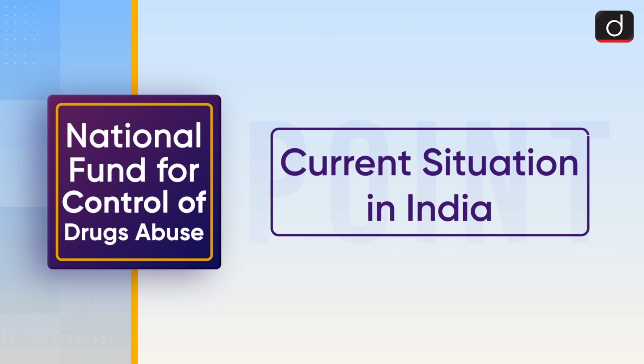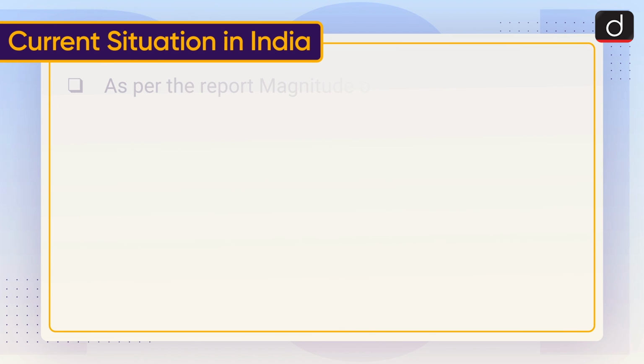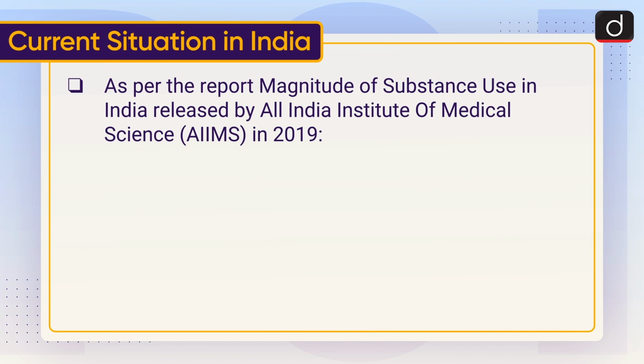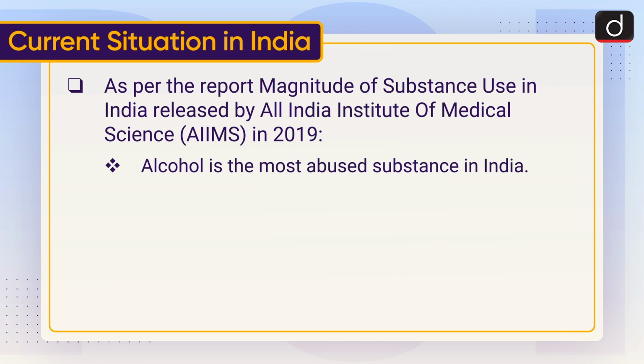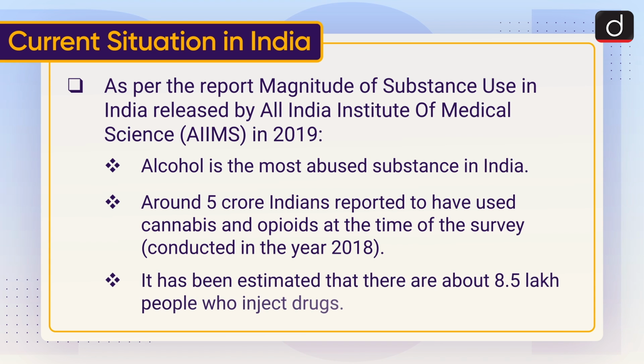Now let's understand the current situation in India. As per the report Magnitude of Substance Use in India released by All India Institute of Medical Sciences or AIIMS in 2019, alcohol is the most abused substance in India. Around 5 crore Indians reported to have used cannabis and opioids at the time of the survey conducted in the year 2018. It has been estimated that there are about 8.5 lakh people who inject drugs.